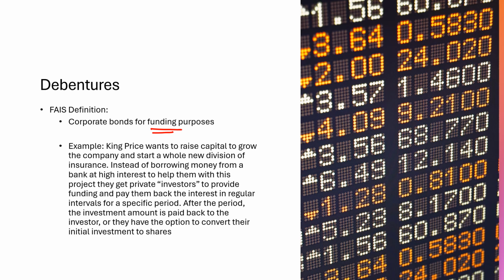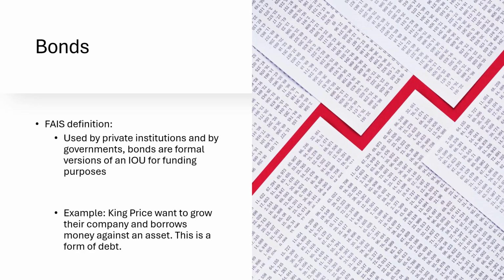So it says here, King Price wants to raise capital to grow the company and start a whole new division of insurance. Instead of borrowing money from a bank at high interest to help them with this project, they get private investors to provide funding and pay them back the interest in regular intervals for a specific period. After the period, the investment amount is paid back to the investor, or they have the option to convert their initial investment to shares. Okay, example of debentures.